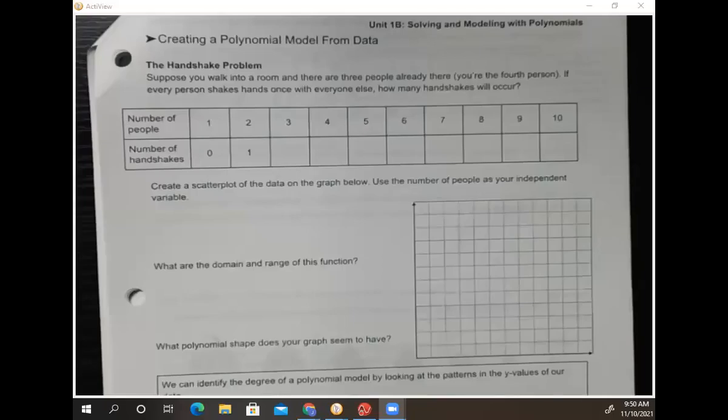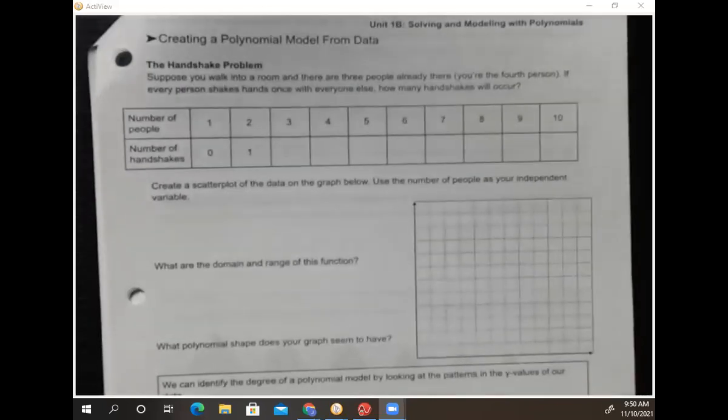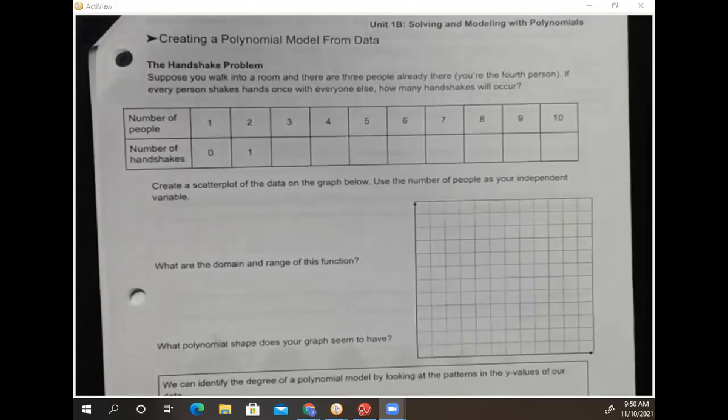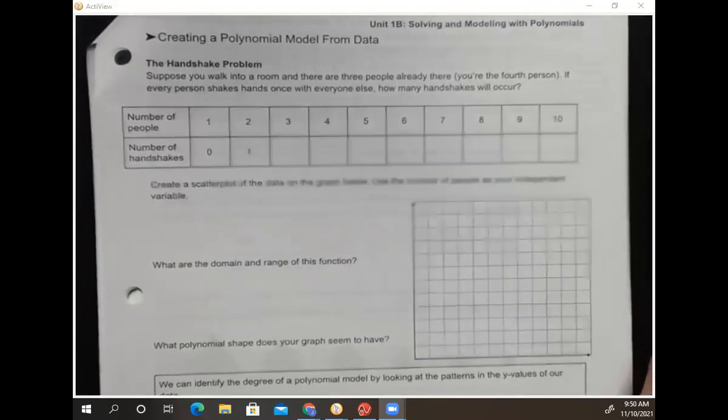Okay, so we are on page 29. And again, what we're going to talk about is how to actually create that model from our data. So we're going to start off with something called the handshake problem. The handshake problem is this.